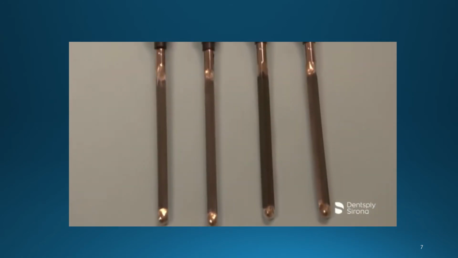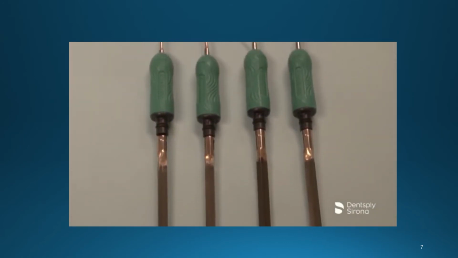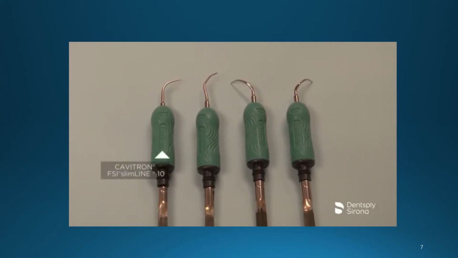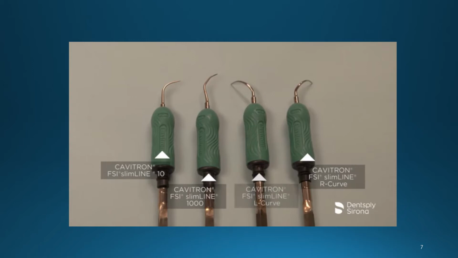There are 4 inserts in the Slimline family commonly used during periodontal debridement procedures. The Cavitron FSI Slimline 10, the Cavitron FSI Slimline 1000, the Cavitron FSI Slimline right curve, and the Cavitron FSI Slimline left curve. Following an initial gross debridement, the clinician will follow through with a finer debridement to ensure removal of lighter calculus, remaining biofilm, and endotoxins.